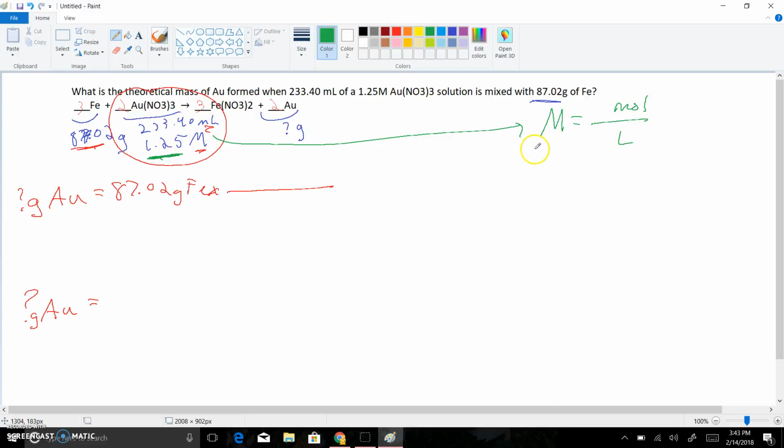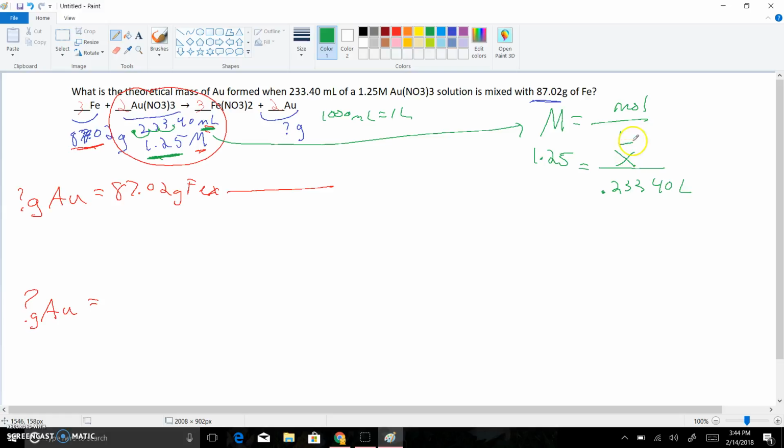So I know my molarity is 1.25, that's what they told me, and that's equal to how many moles, I don't know that, so I'm going to call that X, in how many liters. My liters number comes with my milliliters. I know there are 1,000 milliliters in 1 liter, so I can do a conversion factor, or what I like to do is take the decimal point and move it 1, 2, 3. If you move it 3 to the left, you've just divided by 1,000, and that's how I get 0.2334 liters.